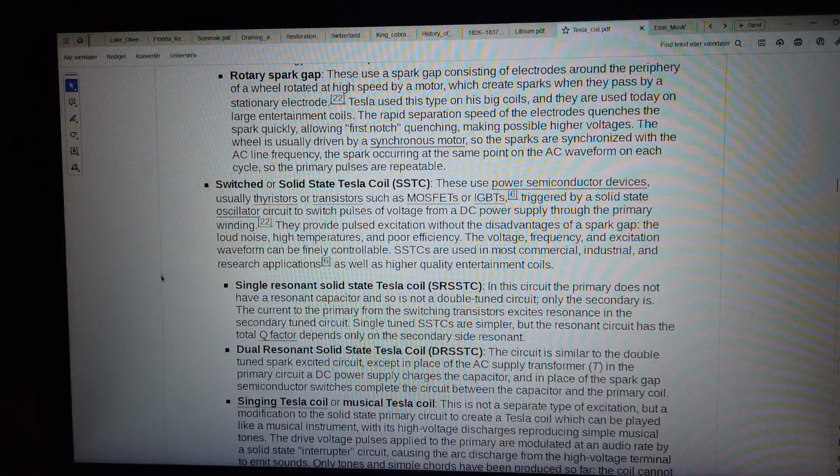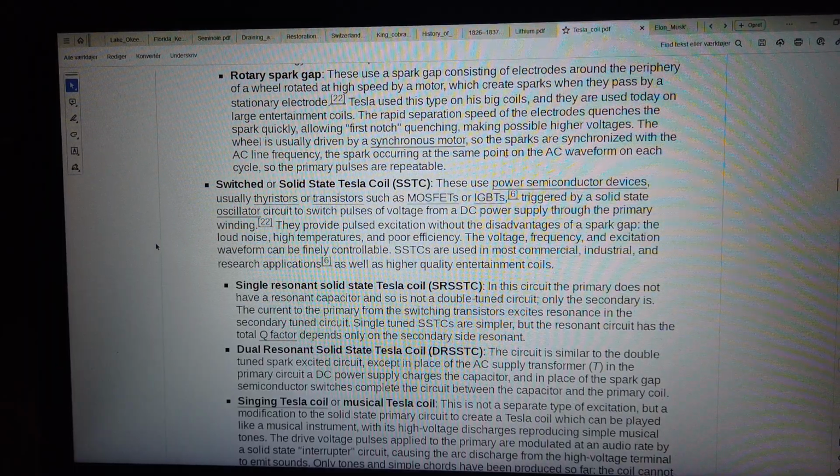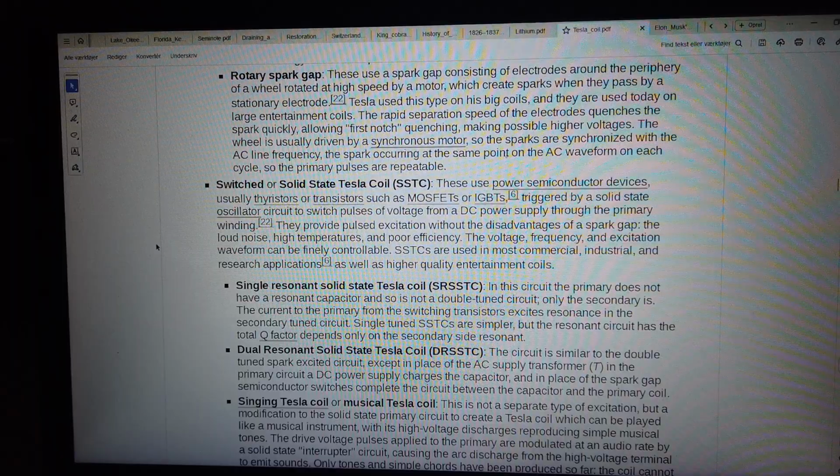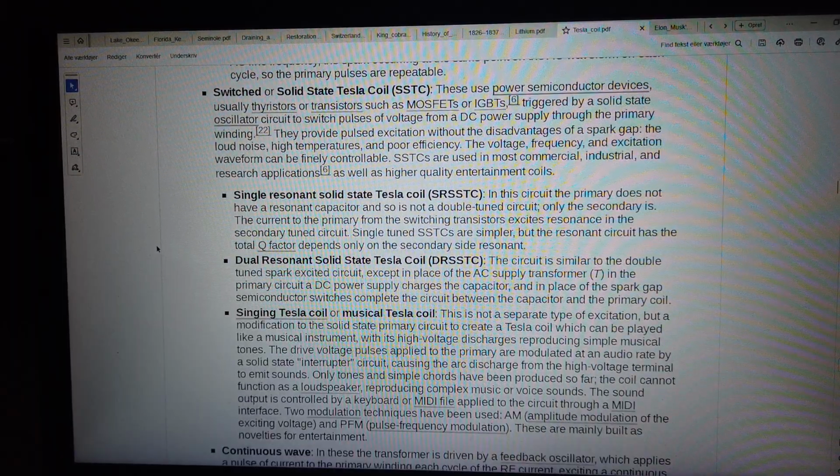Fuel is usually driven by a synchronous motor, so the sparks are synchronized with the AC line frequency, the spark occurring at the same point on the AC waveform on each cycle, so the primary pulses are repeatable.